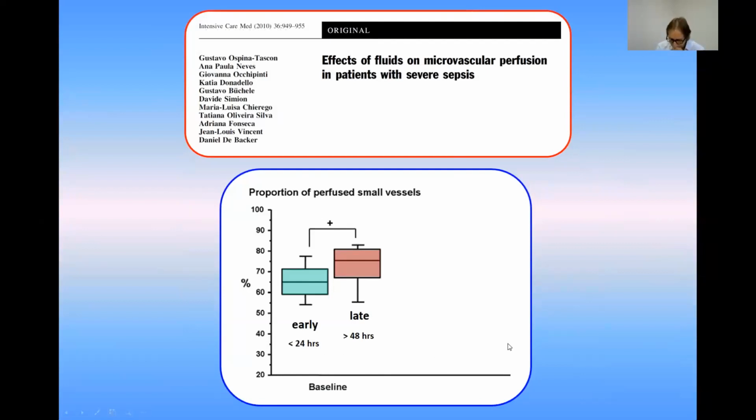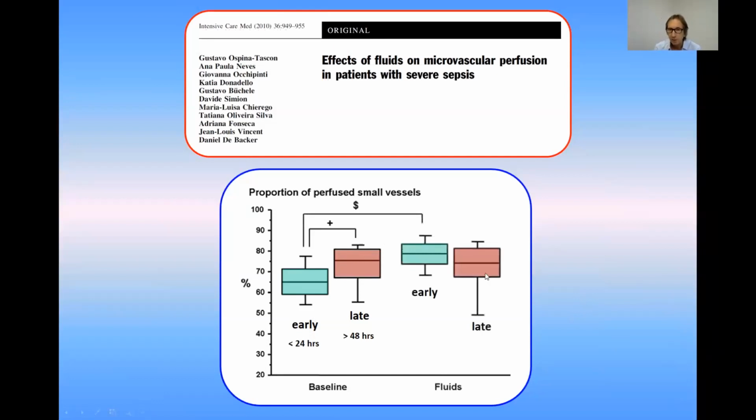This is the early assessment of microcirculation, and they looked at the proportion of perfused small vessels of the sublingual territory using the same technology. And also they looked at patients studied only at the late phase, after 48 hours. There was a difference in the proportion of perfused small vessels, as you can see, which was better at the late phase. But when they performed a fluid challenge, they gave fluids.